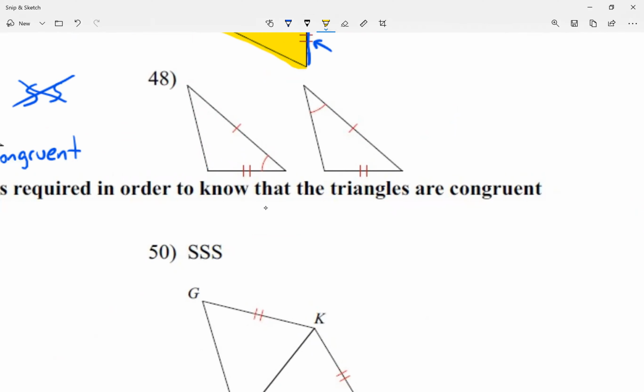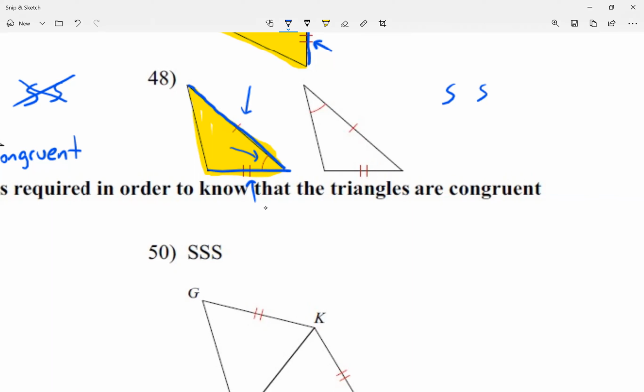Let me take a look at one triangle. I see there's two sides, so I will just begin with the two sides, right? But then I notice there's also one angle marked. Is the angle the included angle? I see this side and this side. They do meet at that corner. So yeah, it is the included angle.